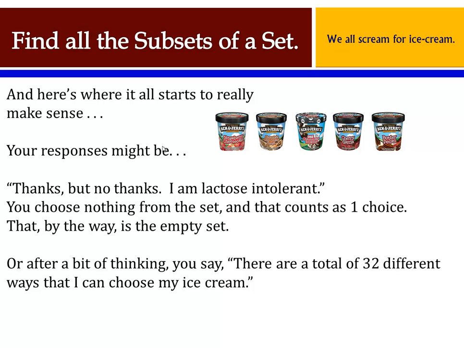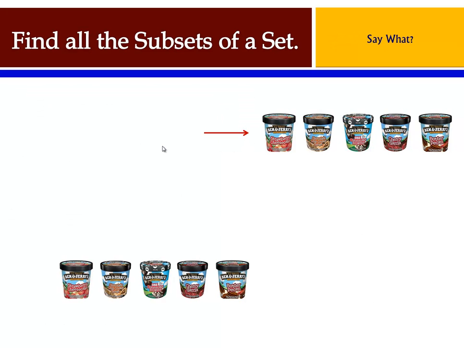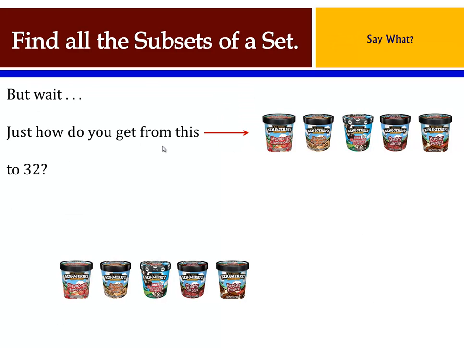And also, after a bit of thinking, you could say, well, there are a total of 32 different ways that I could choose this ice cream. And then the real fun begins when you start to find 32 different combinations. So remember, we've got to figure out, how do we get from those 5 original elements in that set to 32 subsets of the set?